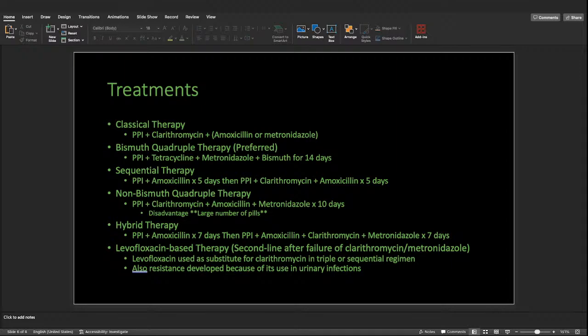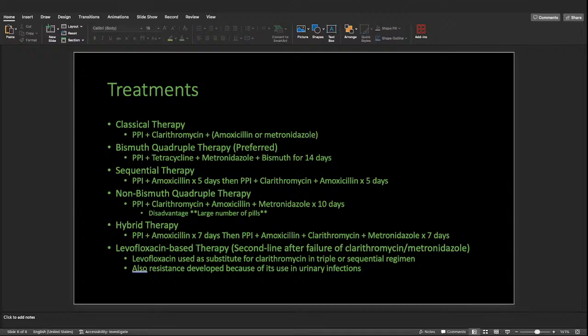In this quadruple therapy, in all of these, you'll pretty much have a PPI no matter what. You'll start out with a PPI and then have at least 2 antibiotics to help with it. So here you have PPI, tetracycline, metronidazole, and bismuth, and that therapy will typically last 10 to 14 days, usually 14 days. And that's typically the first-line therapy.